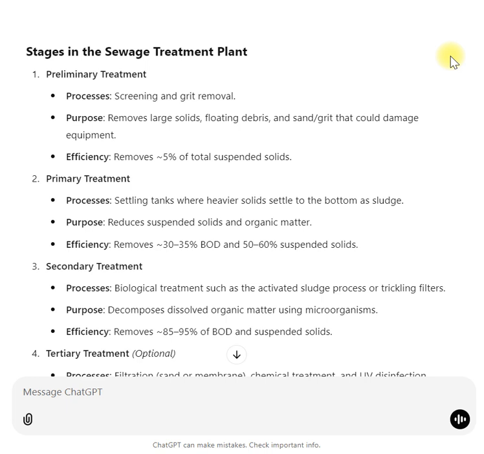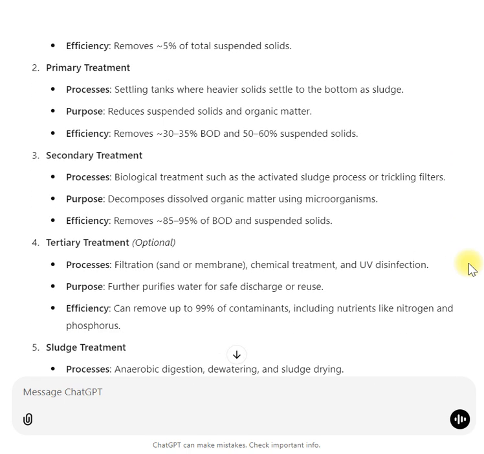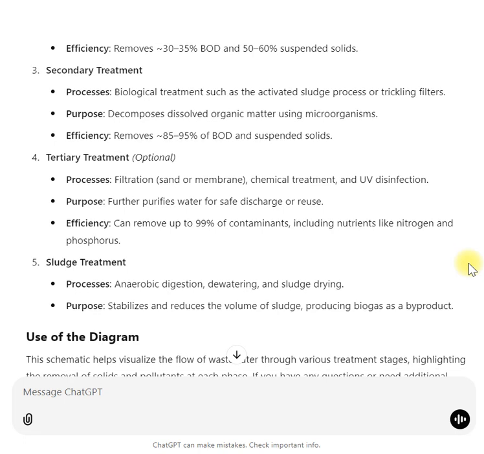2. Primary treatment. Processes: settling tanks where heavier solids settle to the bottom as sludge. Purpose: reduces suspended solids and organic matter. Efficiency: removes 30 to 35% BOD and 50 to 60% suspended solids. 3. Secondary treatment. Processes: biological treatment such as the activated sludge process or trickling filters. Purpose: decomposes dissolved organic matter using microorganisms. Efficiency: removes 85 to 95% of BOD and suspended solids.